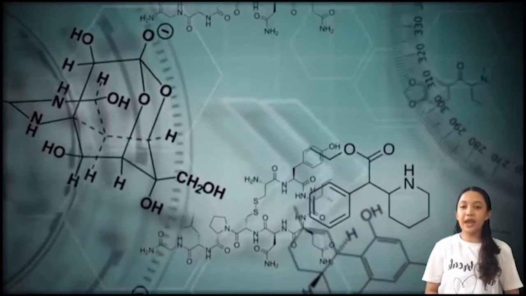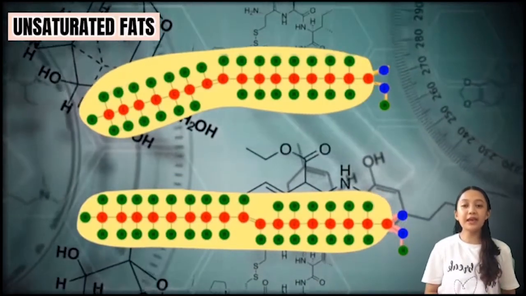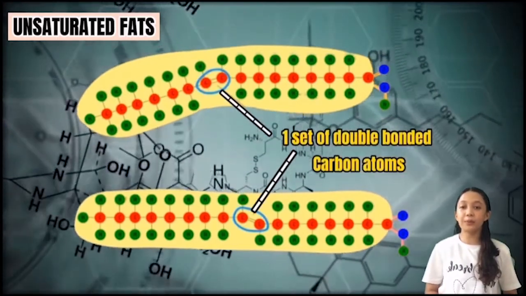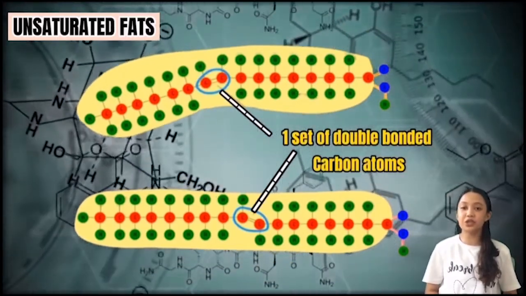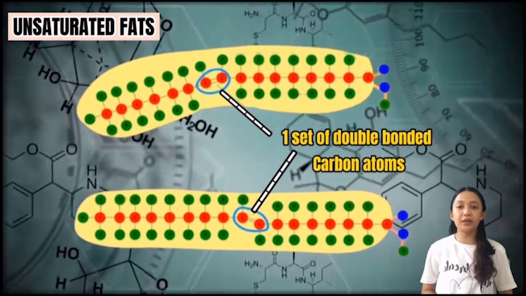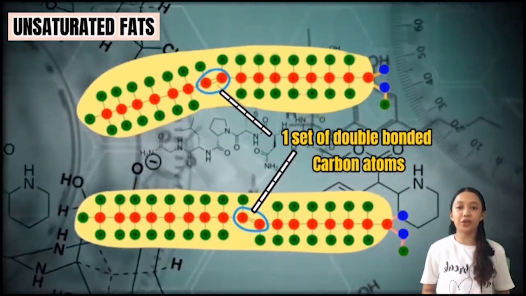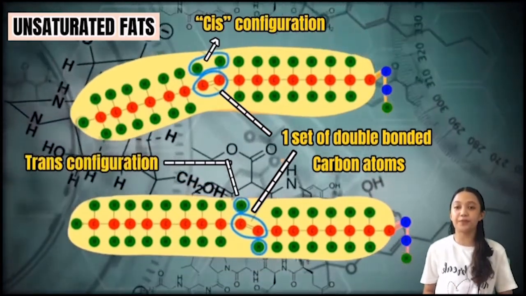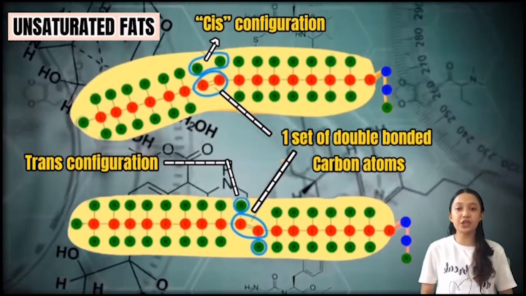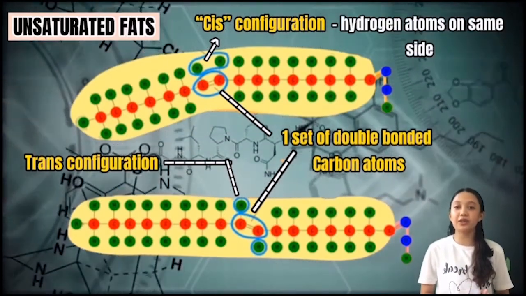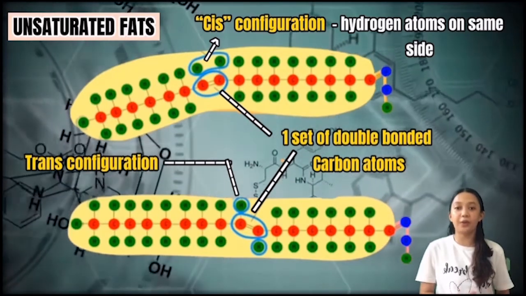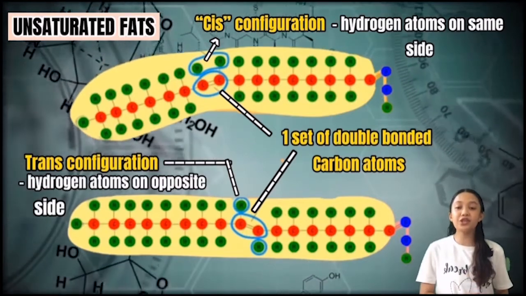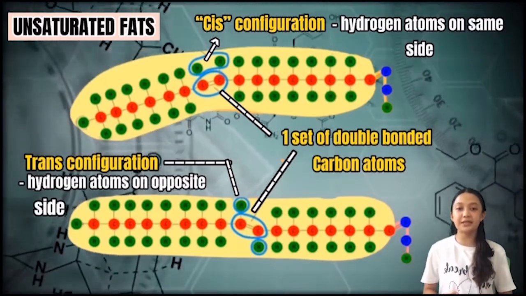Now, let's look at the unsaturated fats. Unlike saturated fats, unsaturated fats have at least one double-bonded set of carbon atoms in their structure. This double bond can take on one of two formations. It can be a cis configuration or a trans configuration. In the cis configuration, the hydrogen atoms are on the same side of the double-bonded carbon atoms, while in the trans configuration, the hydrogen atoms are on opposite sides.